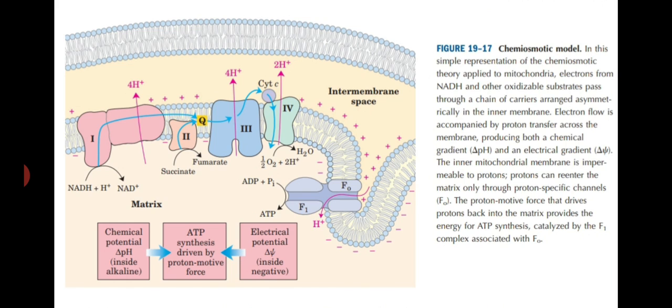Each carrier in the electron transport chain accepts an electron or an electron pair from a carrier with a less positive reduction potential and transfers the electron to a carrier with a more positive reduction potential. Thus, such reduction potentials of the electron carriers in the electron transport chain favor unidirectional electron flow from NADH and FADH2 to oxygen.